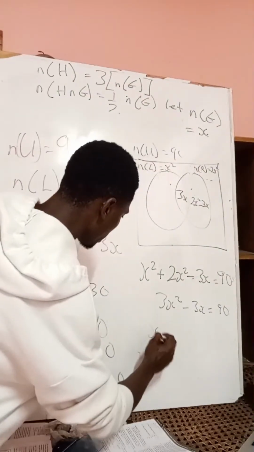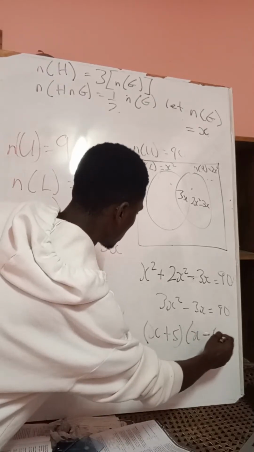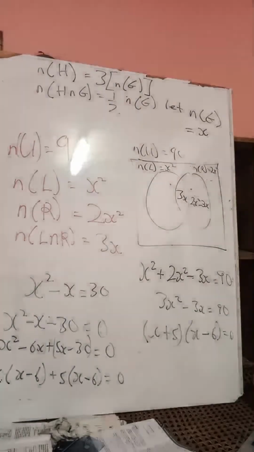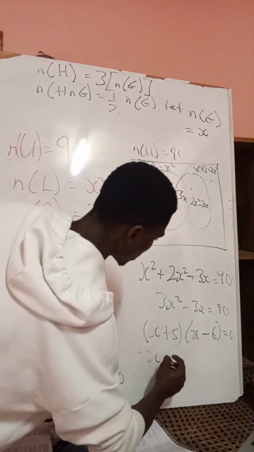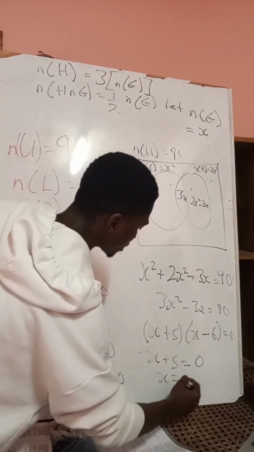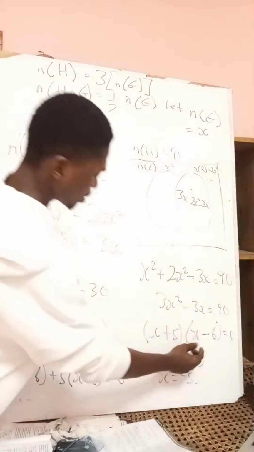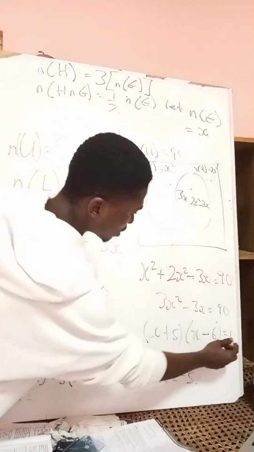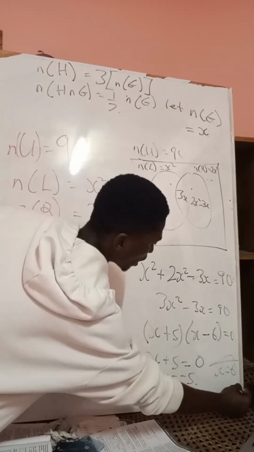You'll be having x plus 5 multiplying x minus 6 equals 0. Now you're looking for the number of people, so you're supposed to get a positive number. So here we can say x plus 5 equals 0, then we'll be having x equals negative 5. This is one value for x. Let's find another value for x. This is x minus 6. X minus 6 equals 0, which is the same as x equals 6.